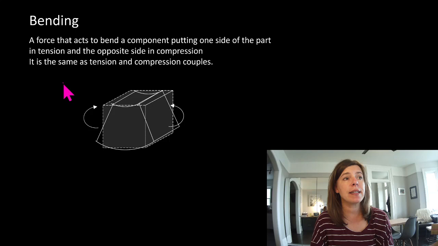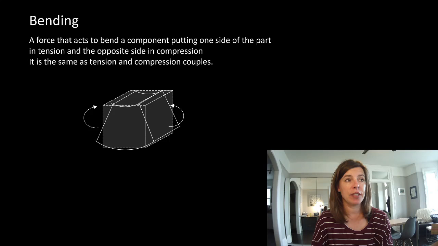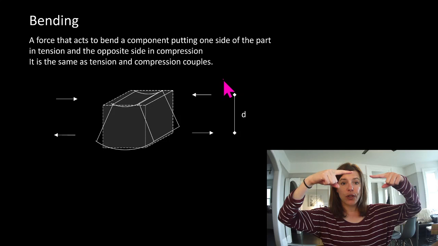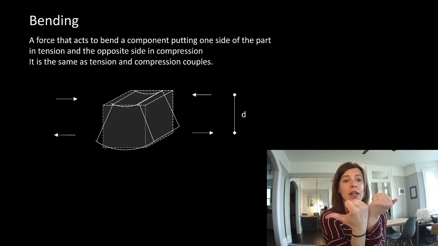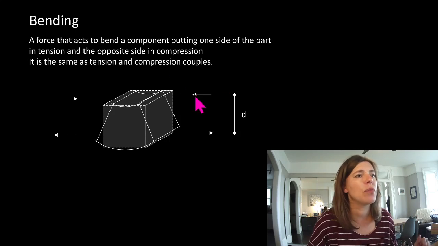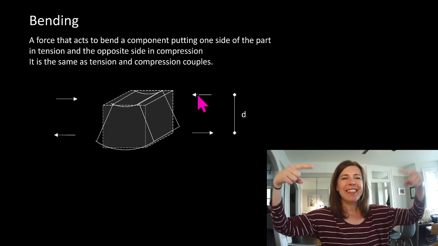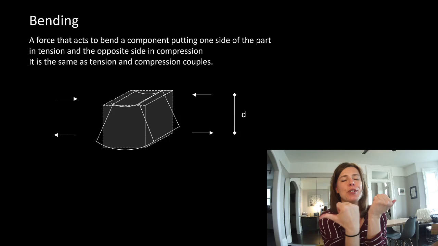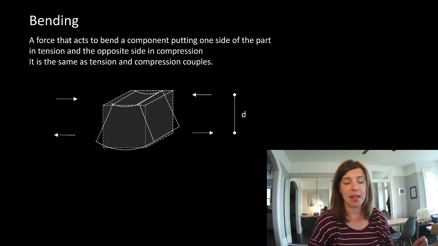Bending is a force that acts to bend a component, putting one side of the part in tension and the opposite side in compression. It's the same as tension and compression couples. So we'll often rewrite it as two forces pushing in, causing compression, and two forces pulling out, causing tension.